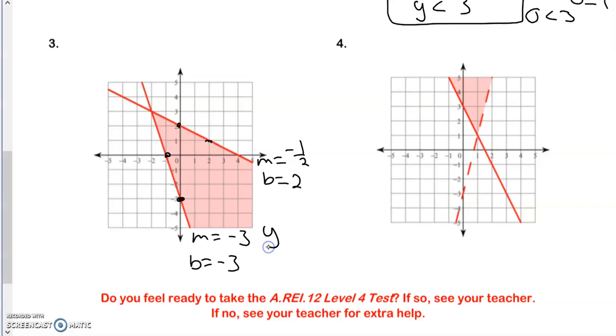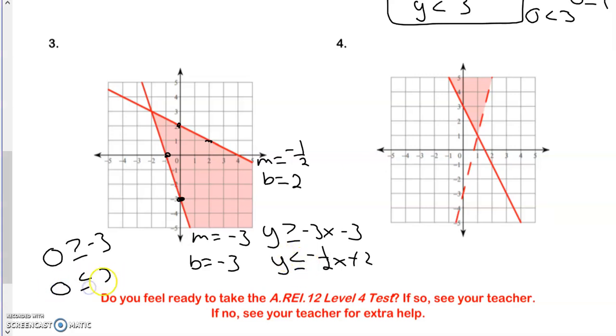So I'm going to do y, and I know it's -3x minus 3. It's right above, left below. It looks like it's going above my line, and I see that it's a solid line, so it's greater than or equal to. Is 0 greater than or equal to -3? It's definitely greater, so I know I did it correctly. Taking a look at the next one, I do y equals -1/2 x plus 2. It looks like I'm going below the line, and it's solid, so it's going to be less than or equal to. Is 0 less than or equal to 2? That is true. Got that one correct.